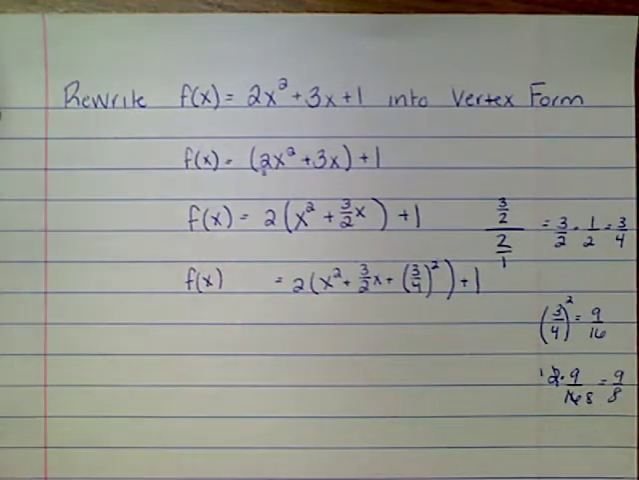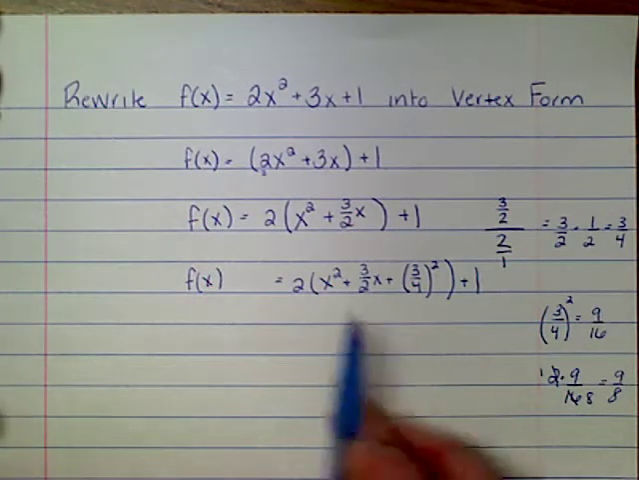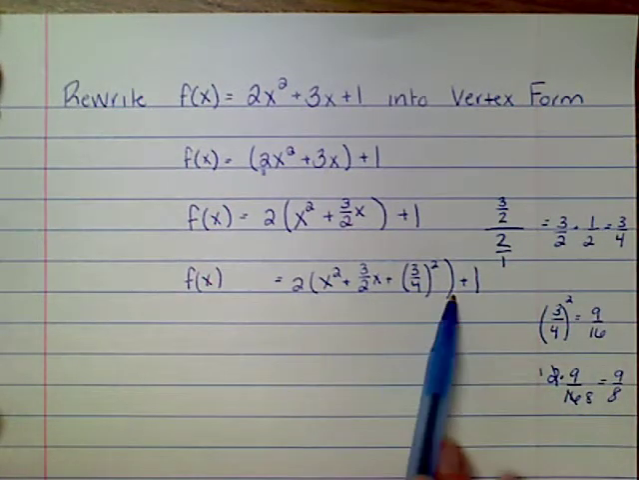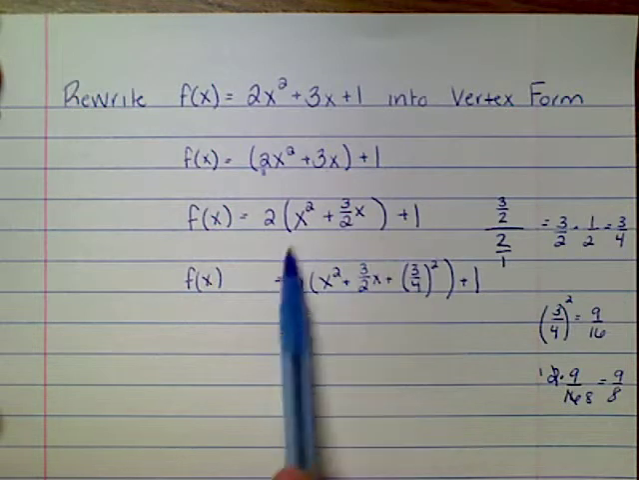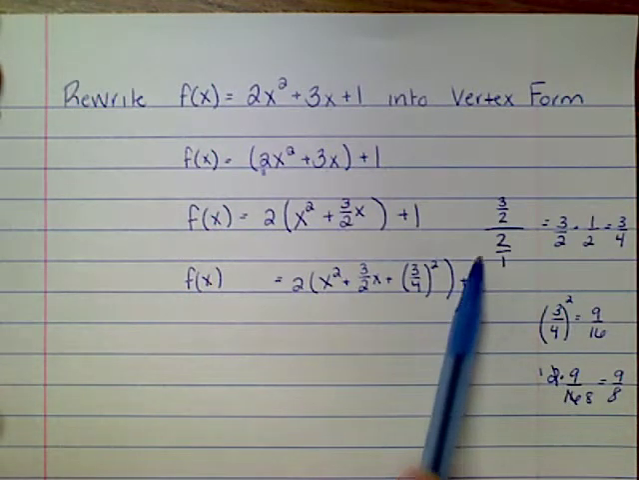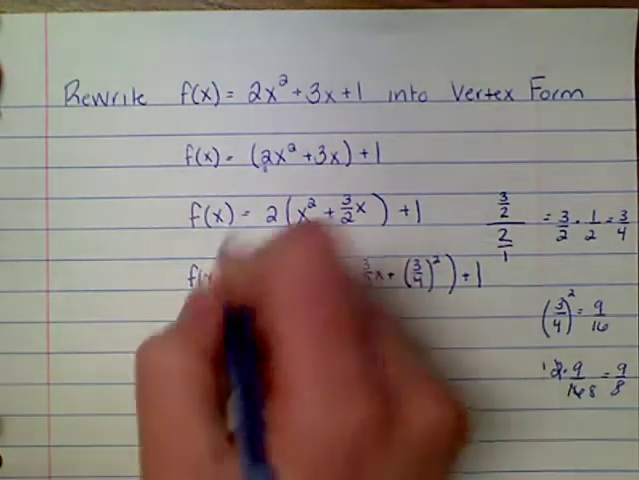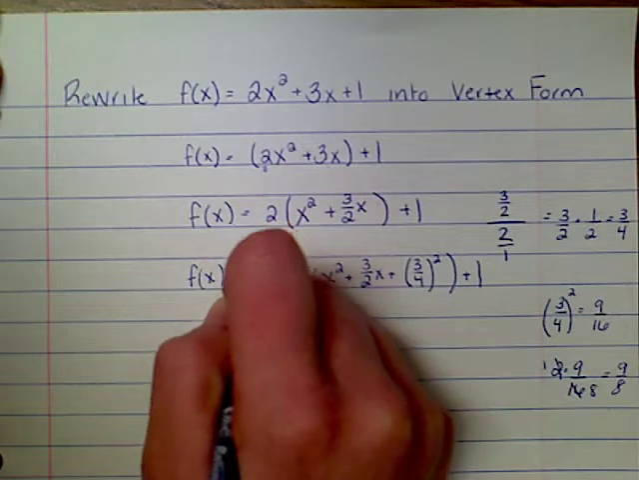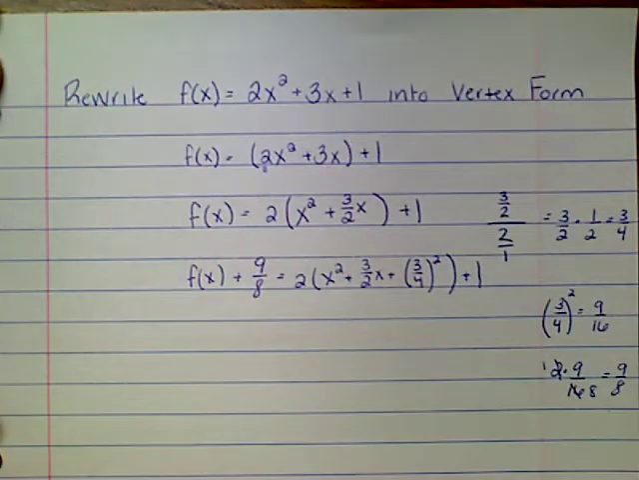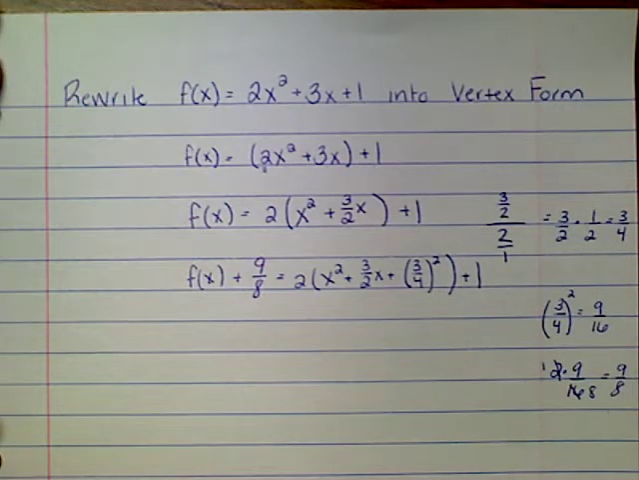Okay? To keep the equation balanced, in algebra we always say what you do to one side you must do to the other. Really what we've added in on the right-hand side is 9 over 8. And so we must add that in on the other side as well, to keep our equation balanced.